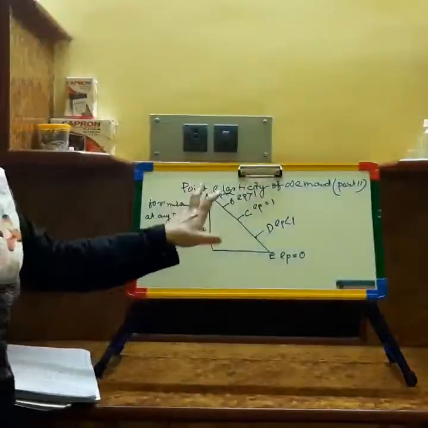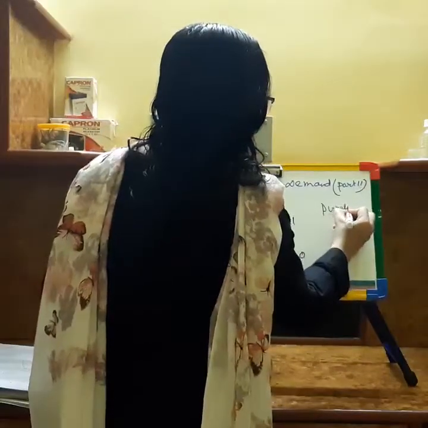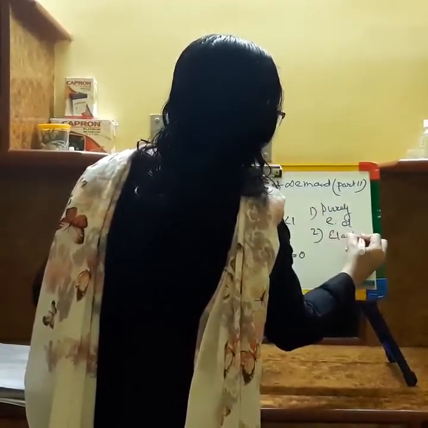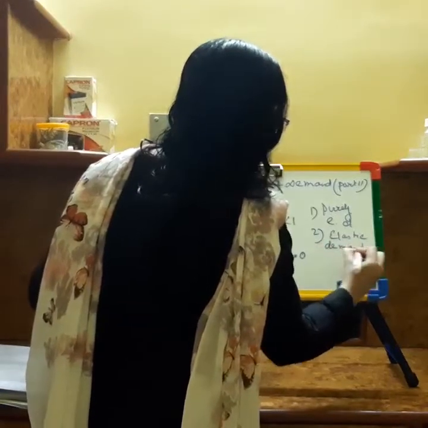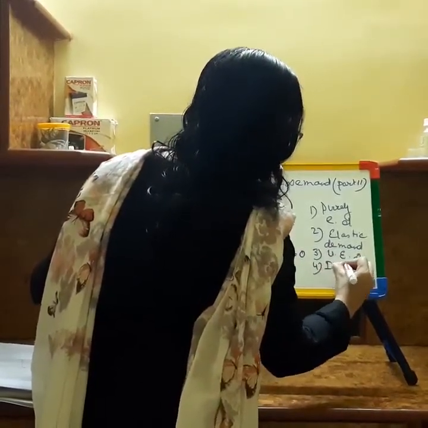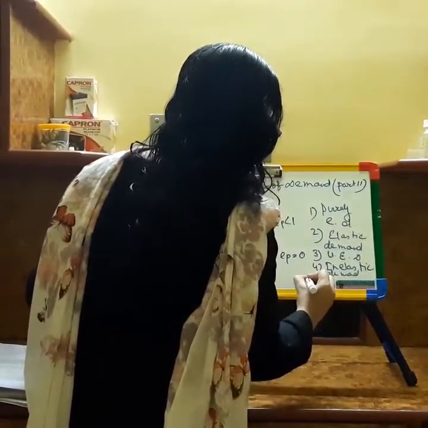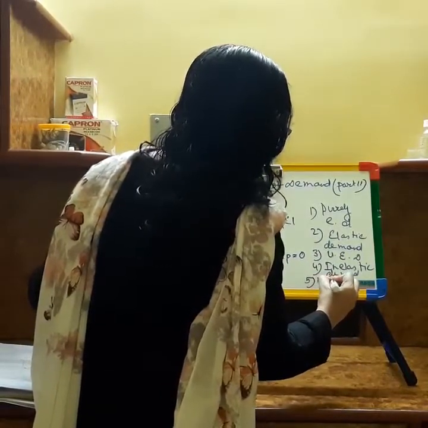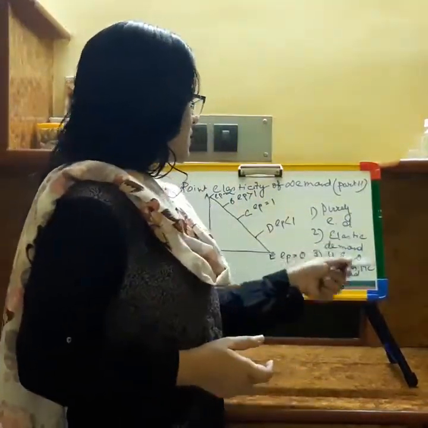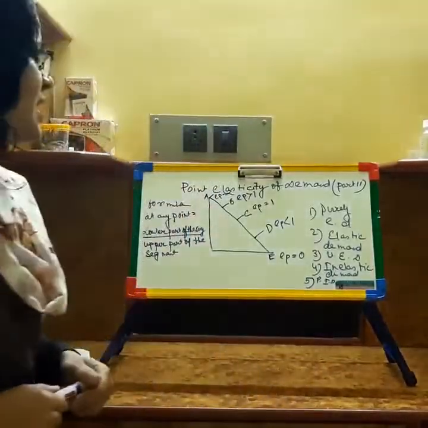First one is highly elastic, purely elastic demand. Remember the 5-1 we have given, I have taught purely elastic demand. First one. Second one, elastic demand. Third one, unitary elastic demand. Fourth one, inelastic demand. And fifth one is known as purely inelastic demand.